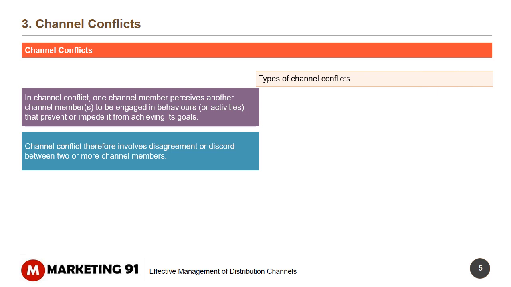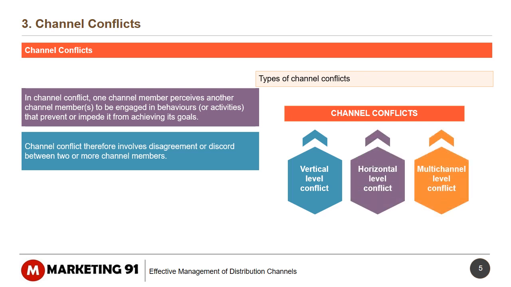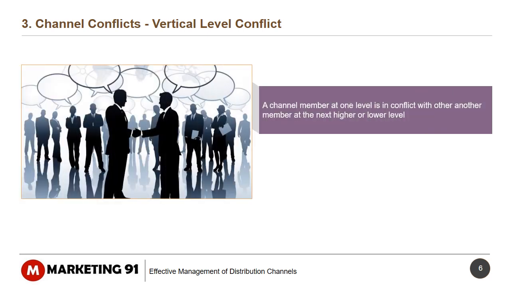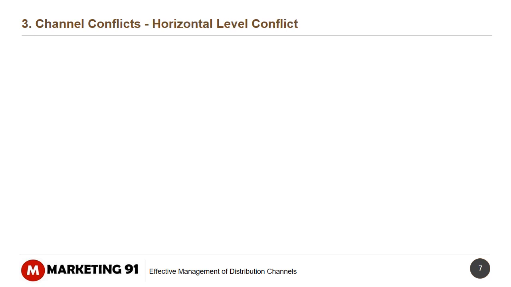Types of channel conflicts. The 3 main types of channel conflicts are vertical level conflict, horizontal level conflict, and multi-channel level conflict. Vertical level conflict. A channel member at one level is in conflict with another member at the next higher or lower level. Examples: conflict between manufacturer and his distributors, conflict between a distributor and retailer, conflict between a distributor and wholesalers, and conflict between a wholesaler and retailers.